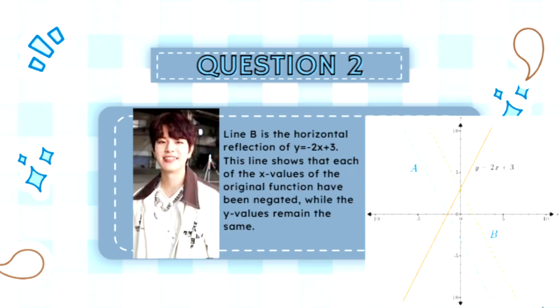Line B is the horizontal reflection. This line shows that each of the x values of the original function have been negated while the y values remain the same. A got shifted over to the side. We're not worrying about that. We're just worrying about a mirror image at this point.